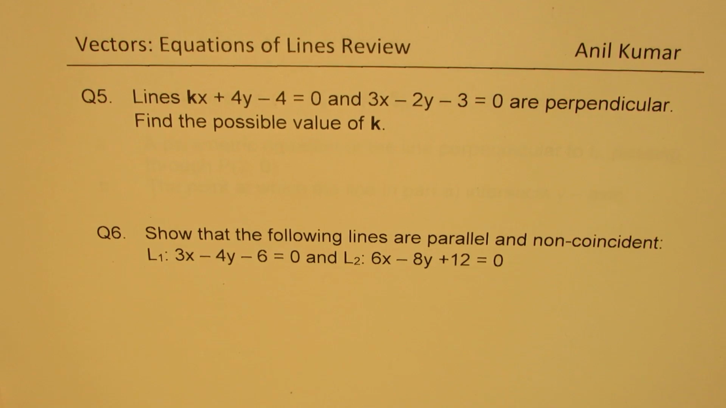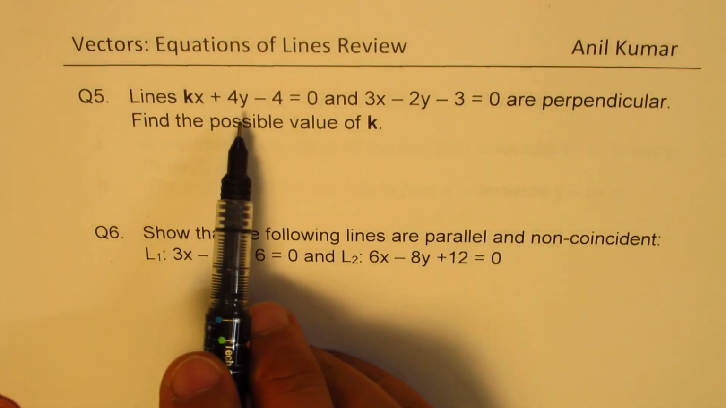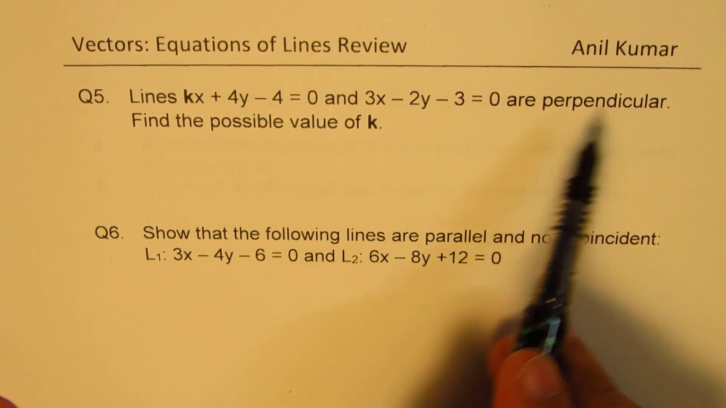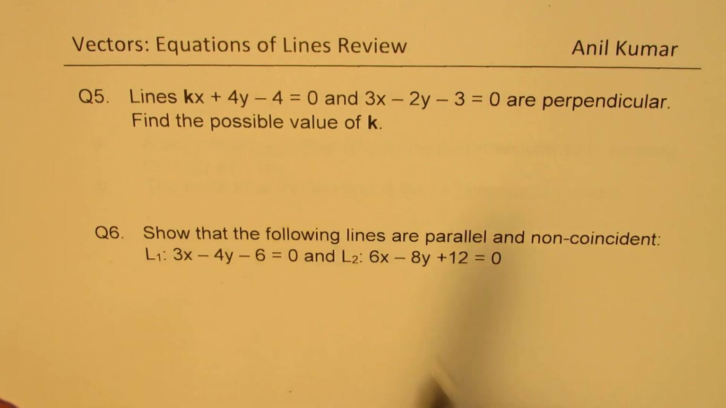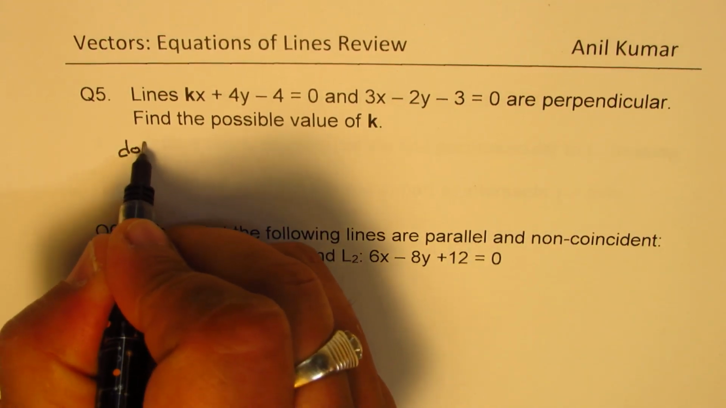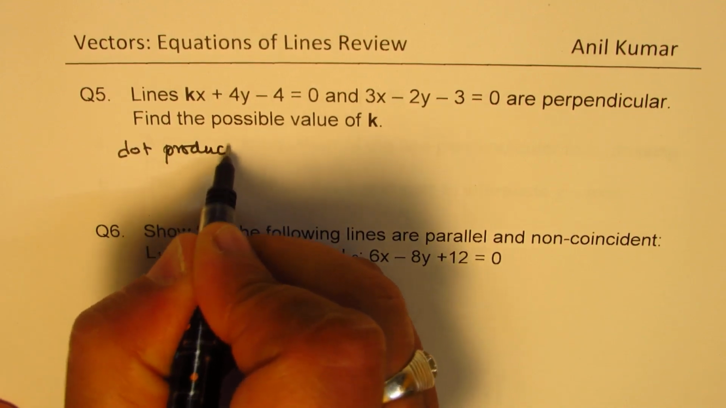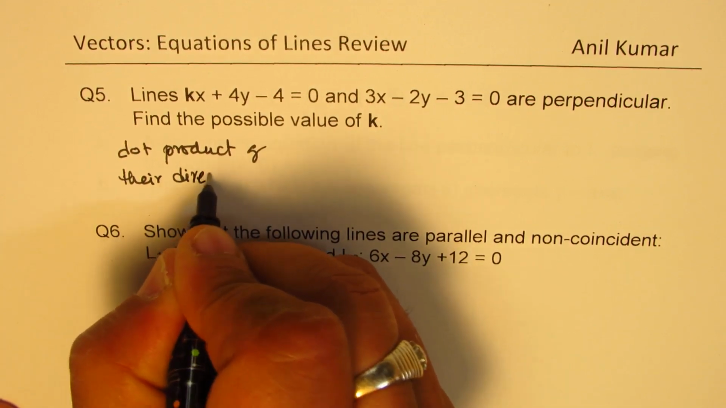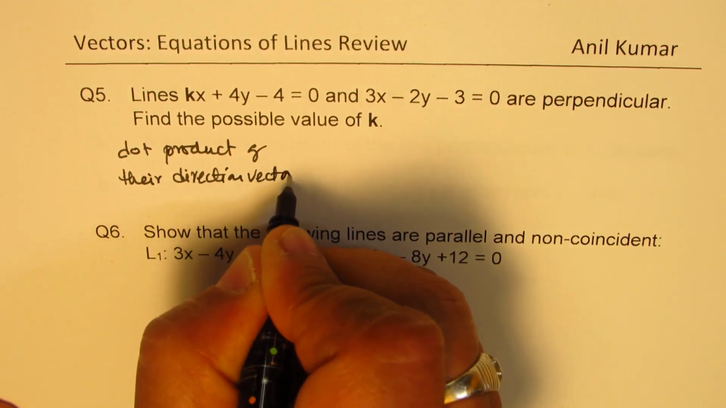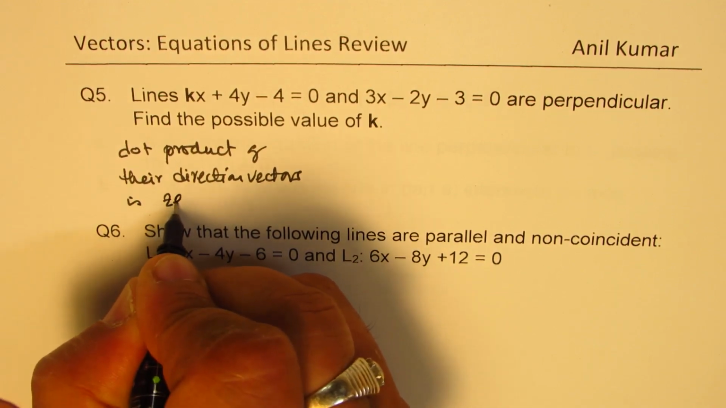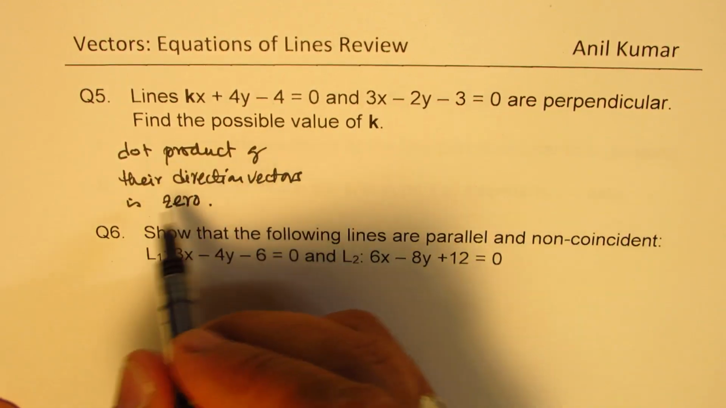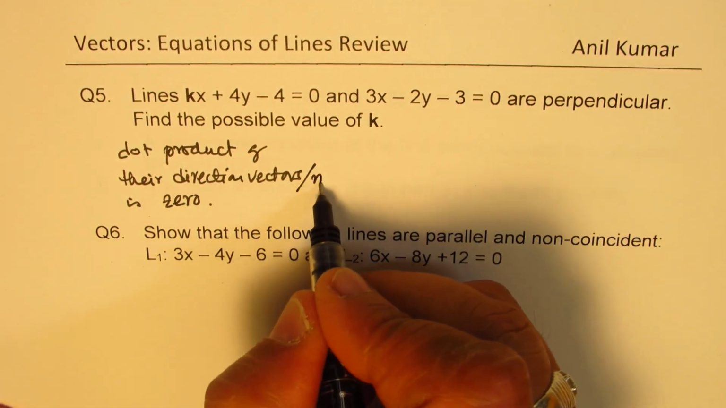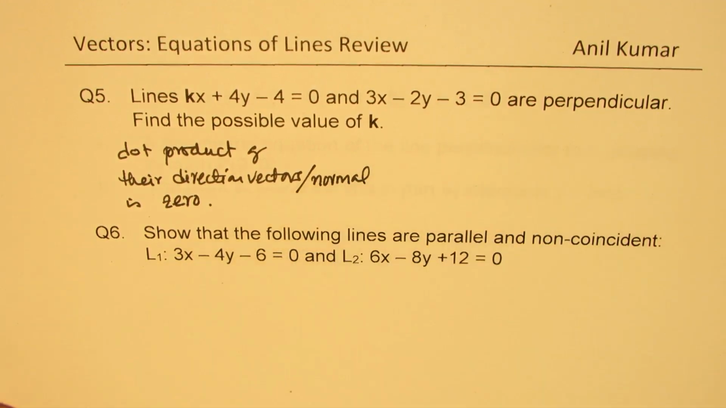Let's move on and take the next question. Question number 5. The lines kx plus 4y minus 4 equals 0 and 3x minus 2y minus 3 equals 0 are perpendicular. Find the possible values of k. If they are perpendicular, that means the dot product of their direction vectors is 0, right? Or you can say normal vectors. Both work, direction vectors or normal vectors.